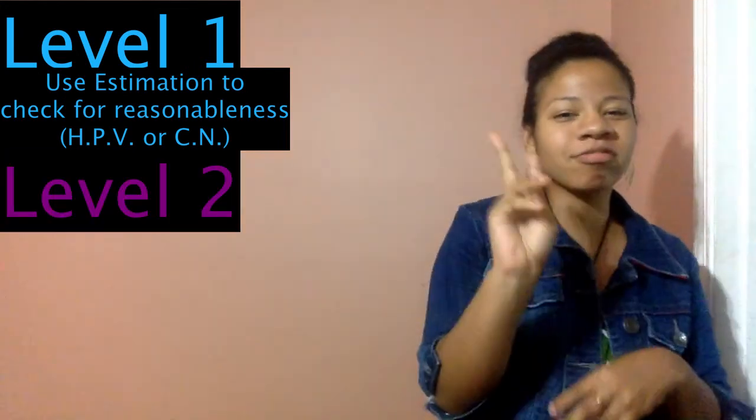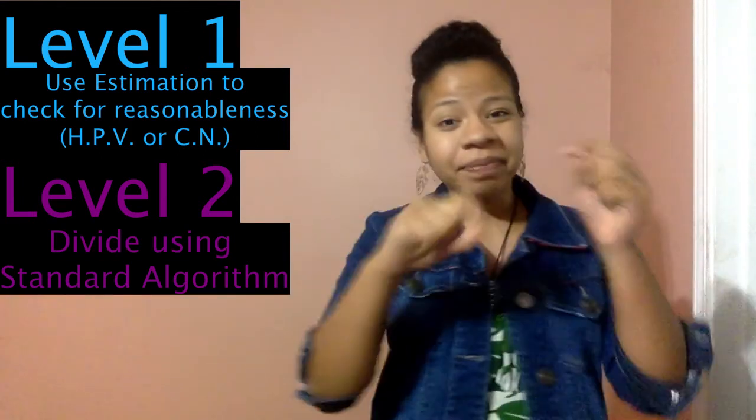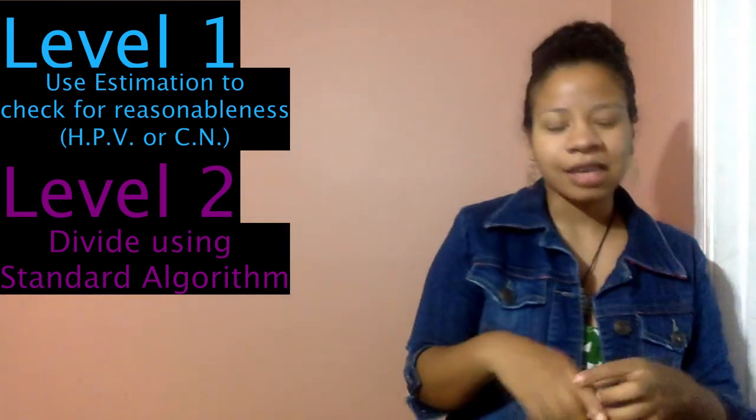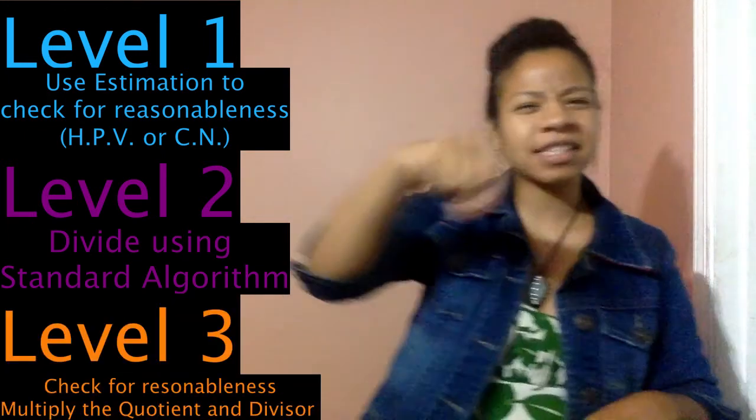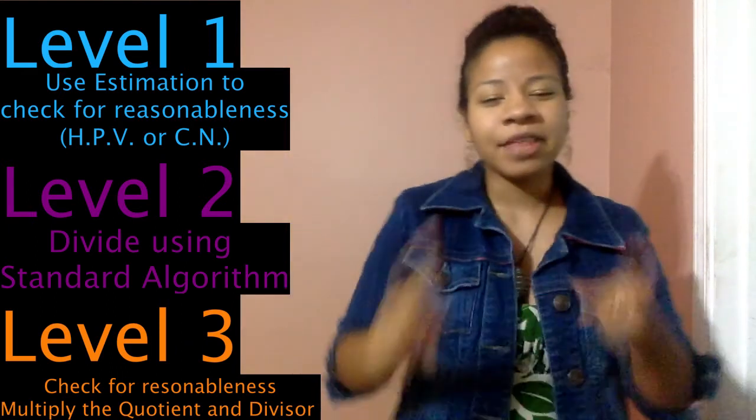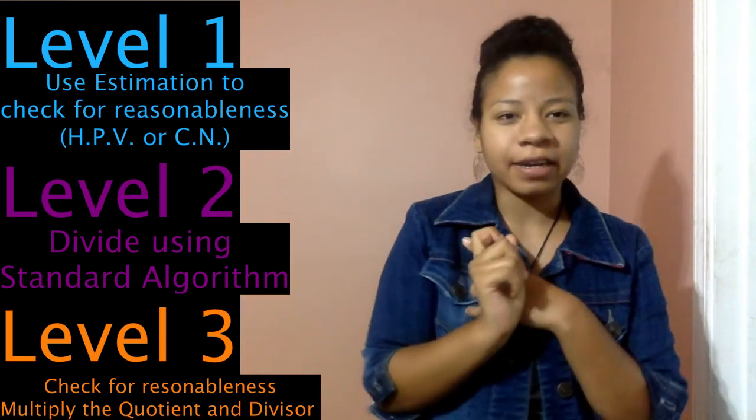Okay, level 2. We need to make sure that we divide using the standard algorithm. And level 3, we need to check for reasonableness by multiplying the quotient that we end up with and our divisor that we started with. You got it?